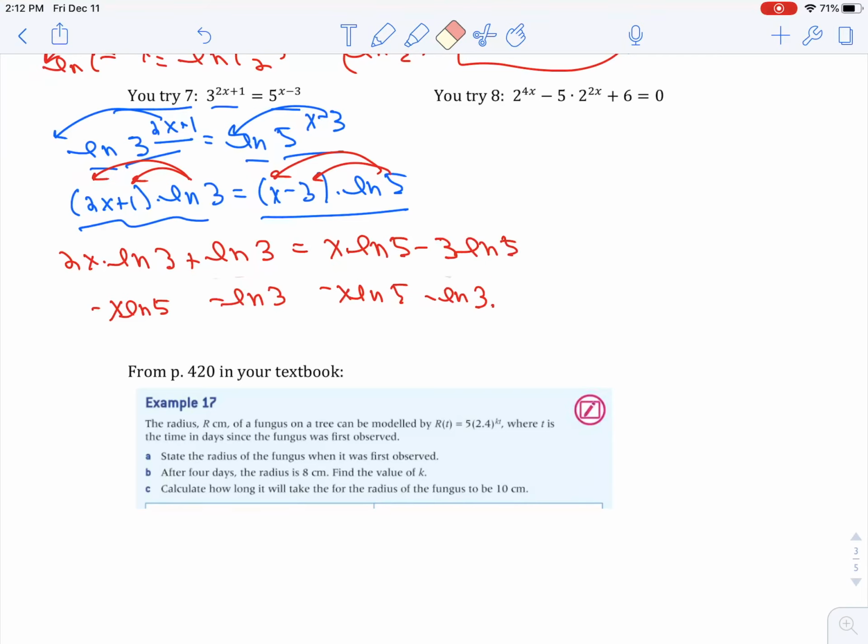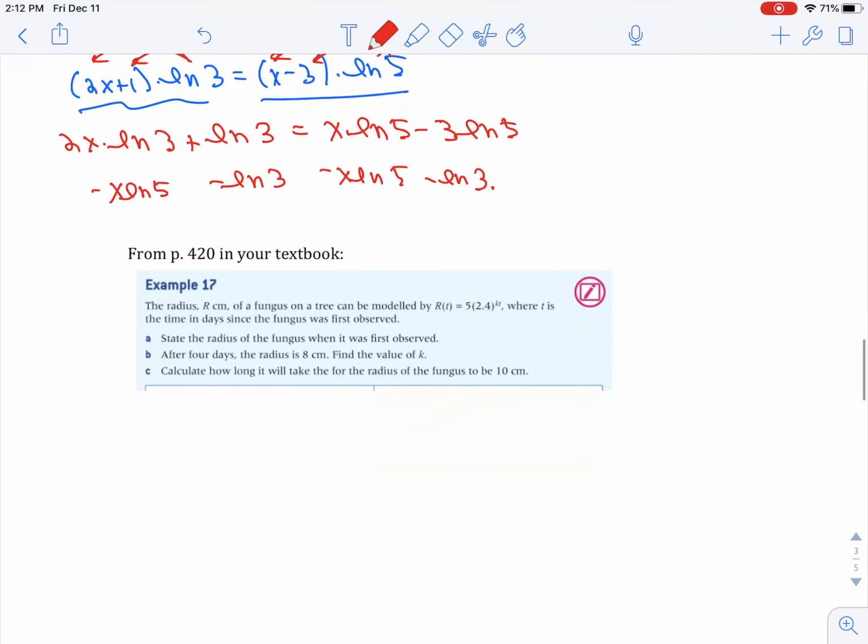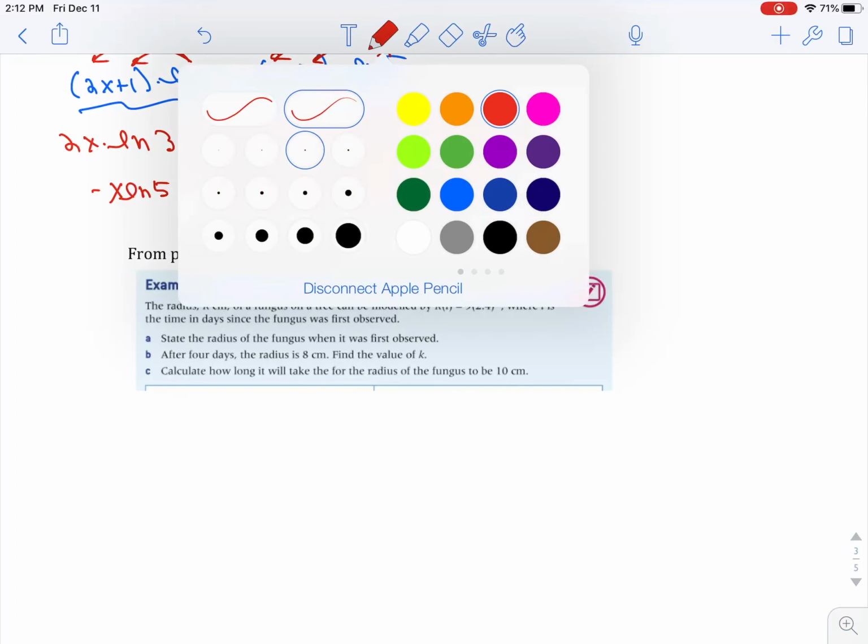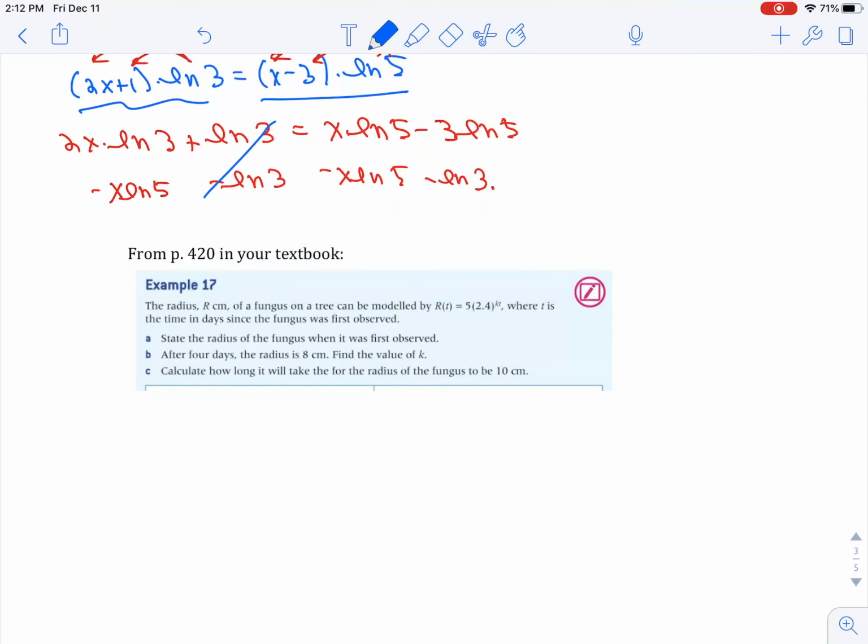I'm subtracting. All right, so on the left-hand side, what's going to happen is we're going to get rid of these, and we're going to be left with 2x ln3 minus x ln5 is equal to, and then on this side we just get, these go away, and we're left with negative 3 ln5 minus ln3.